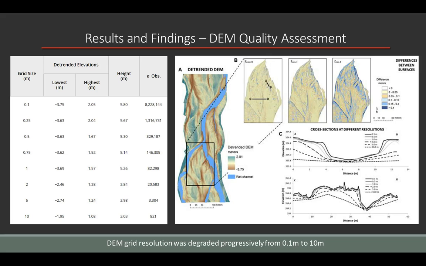And as a visual on the right, you can see in figure B the cross sections of A and B and C and D, which are shown down here. And you can see that as the grid sizes are degraded, it severely starts to affect the quality of the DEM and the amount of detail that is kept. And this will severely affect the hydrodynamic simulations that they wanted to perform.